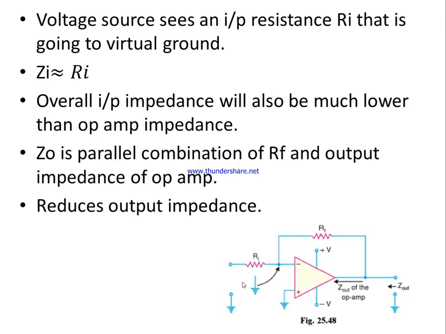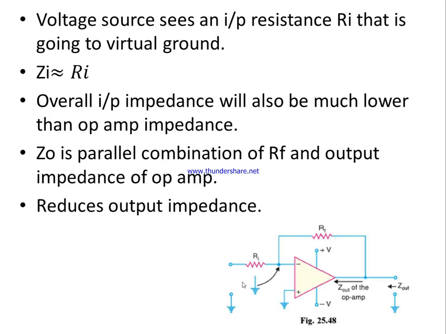Okay. Since the value of RI is much lower than that of ZI, the input impedance of the inverting amplifier will be low. Okay. So it will be around 1 kilo ohm, or between 1 kilo ohm and 10 kilo ohm. But actually the input impedance of a practical op amp is very high, 10 raised to 5, or in the ideal case it is infinity. But in the case of an inverting amplifier, since ZI is equal to RI, the value of input impedance will be very low, equal to the value of RI.